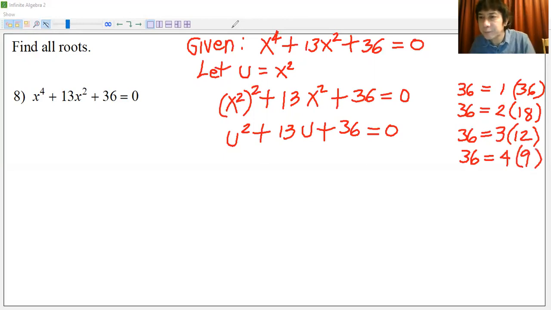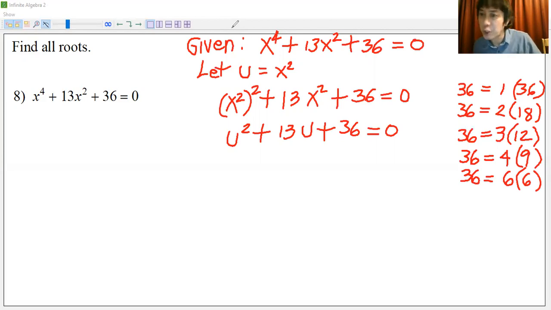Anything else? We cannot use 5, right? 36 is not divisible by 5. And so we shall skip 5. We shall continue with 6. And 6 times 6, okay? 6 times 6 is 36. And no more, okay? All right. No more factors for 36. 7 cannot be. 8, 9, we have used up the 9. So higher than that, no more.